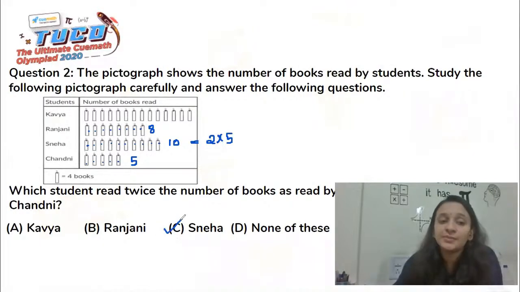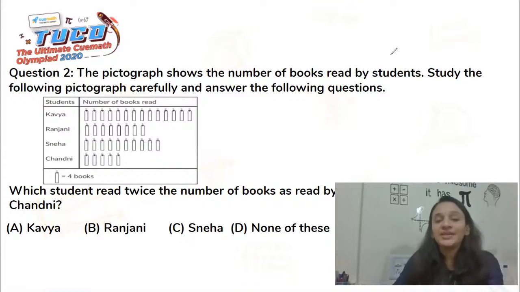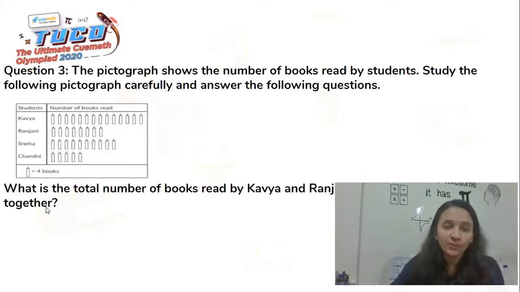That is, Sneha is the student who has read twice the number of books read by Chandni. So this is how you solve. You see how easy it becomes if you just have pictures in front of you. You just have a look at it and it becomes all easy to answer these questions. Hoping that you all have understood this question, we'll move on to our next question. It says, the pictograph shows the same question. We come down to the bottom question.